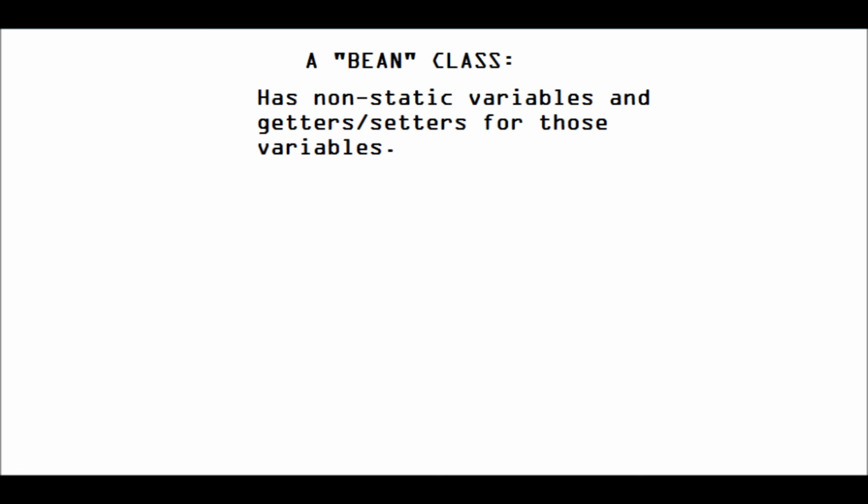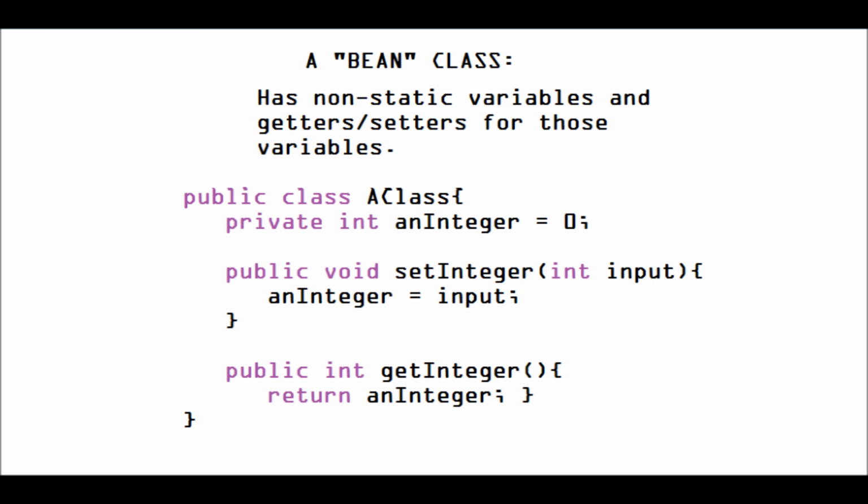Now, really quickly, there's a convention in Java called a bean class. And what a bean class is, it has non-static variables and getters and setters for those variables. So our previous example of the integer with a getter and a setter, this is a bean class.